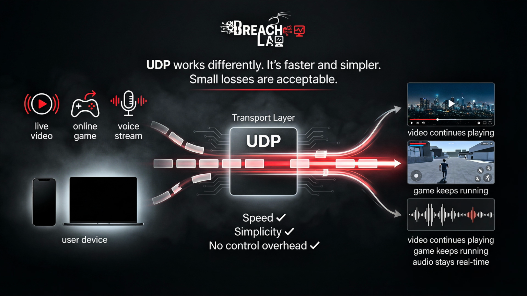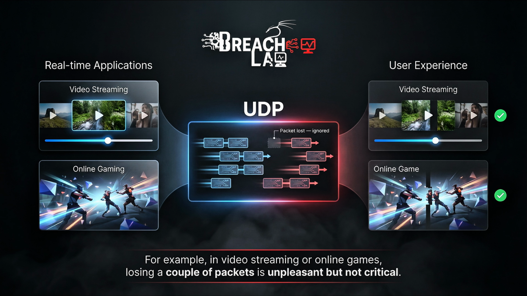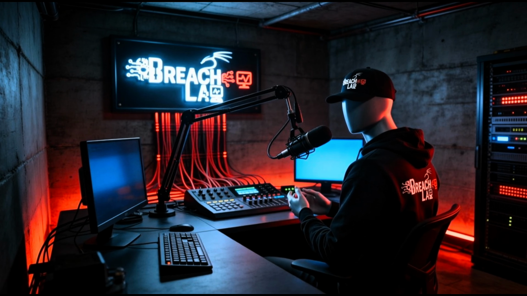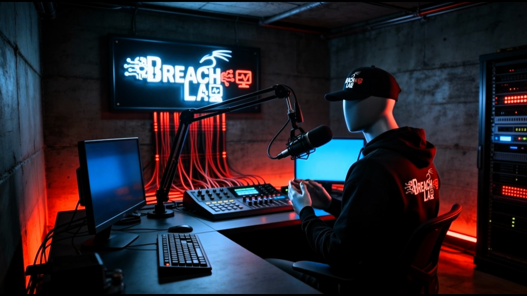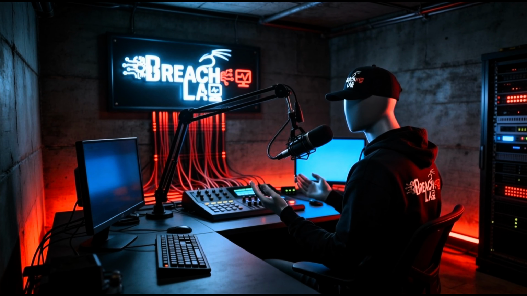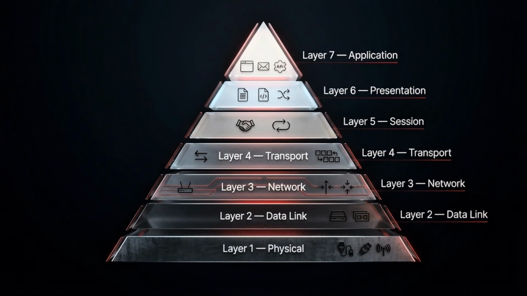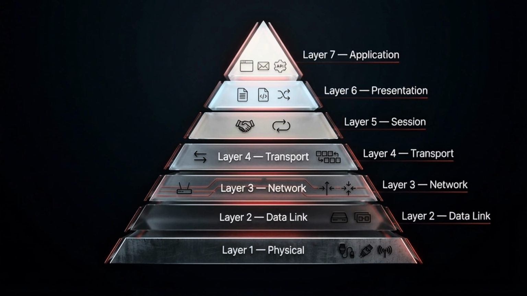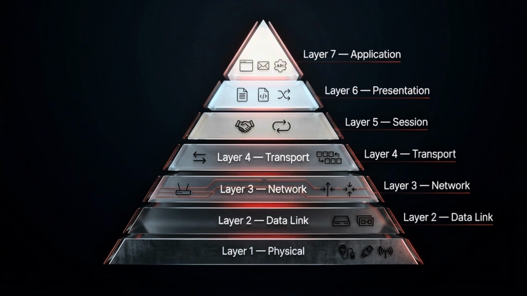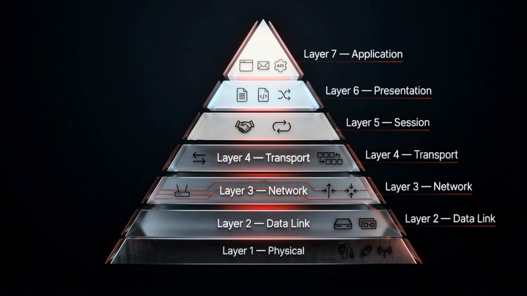UDP works differently. It's faster and simpler. Small losses are acceptable. For example, in video streaming or online games, losing a couple of packets is unpleasant but not critical. In fact, while you're watching this video, some packets may already have been lost, and you didn't even notice. In practice, network engineers mostly work with the first 4 layers: physical, data link, network, and transport.